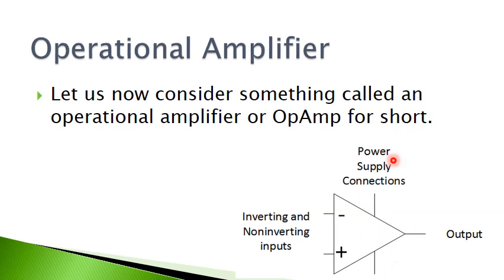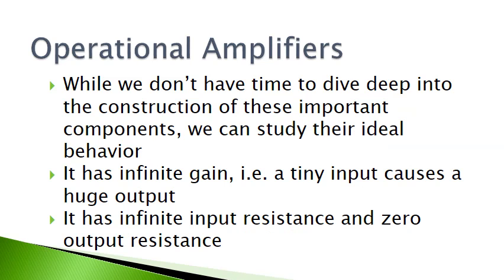Therefore, we must have some power from somewhere else in order to accomplish that. That's going to come from the power supply. Generally, we would put a positive voltage here and a negative voltage down here. While we don't have time to dive deep into the construction of these very important components, we can study their ideal behavior. We make some assumptions.